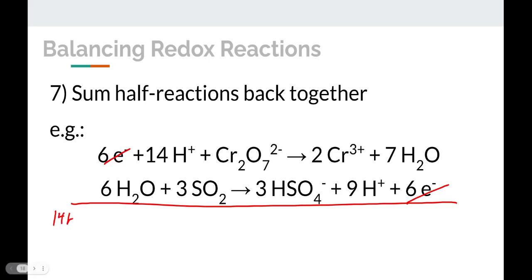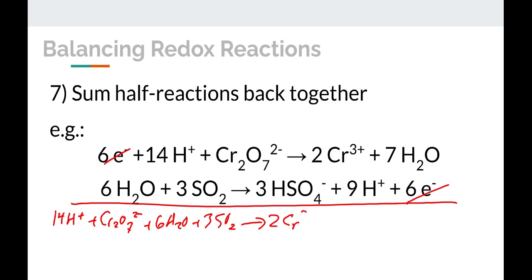So we have 14H plus, Cr2O7 2 minus, plus 6H2O, plus 3SO2, makes 2Cr3 plus, 7H2O, plus 3HSO4 1 minus, plus 9H plus.